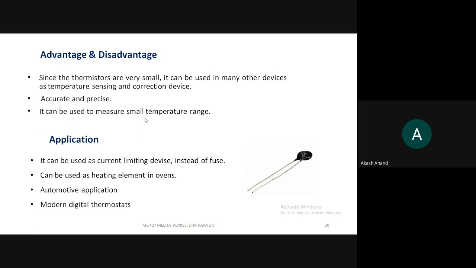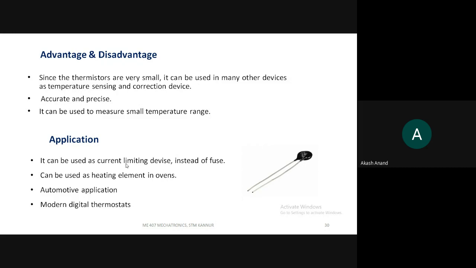Okay, so next are the applications. It can be used as a current limiting device, that is, it can be used as an electric fuse. I think you are familiar with fuses in your home. Thermistors can be used, not all the time, for small devices like TVs or UPS. There is a need for small fuses, so instead of some other device, you can use thermistors as a current limiting device, that is a fuse.